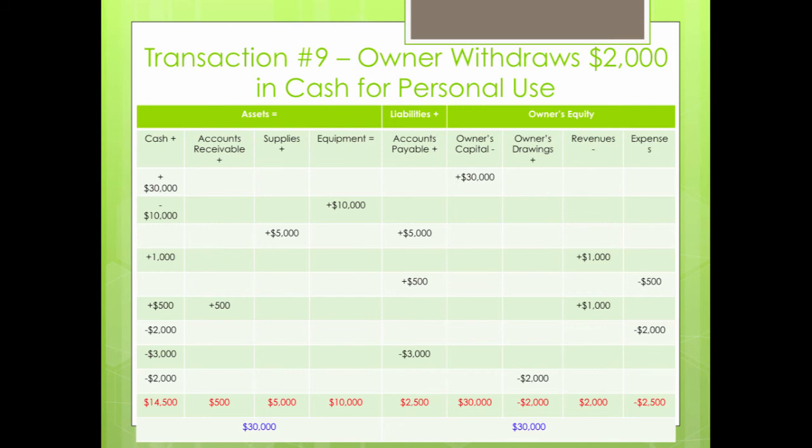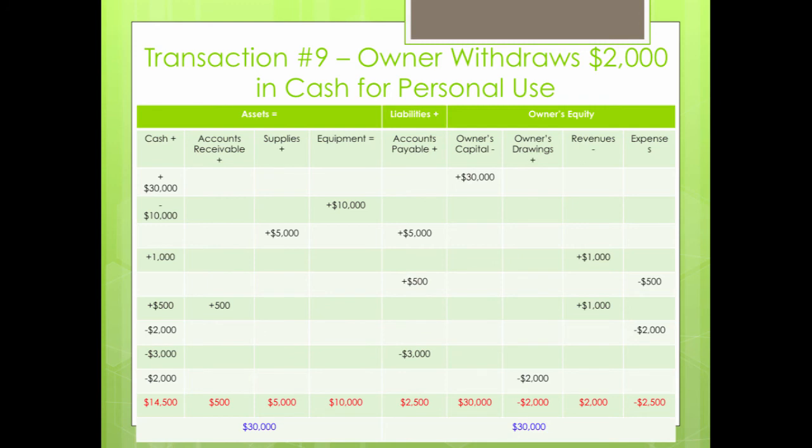So now it's time that you pay yourself. Okay? So owner withdraws $2,000 in cash for personal use. Personal use, maybe you want to use it to pay your own rent, pay your own bills at home. So what you're going to be doing is every time you hear owner withdraws, that's going to be owner's drawings. And you're going to take it out of your cash account. So your cash account is going to be affected. So we're going to go to our cash account, take away $2,000, which brings your account to your new balance. And then you're going to make sure that you record that as a minus on your owner's drawings as well, because you're taking out money from your equity now.